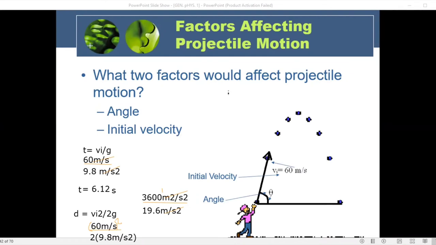Okay, therefore, divide 3,600 by 19.6 equals 183.67. Your D is equal to 183.67. The remaining unit measure is M. This is now your distance of the ball or object from here.